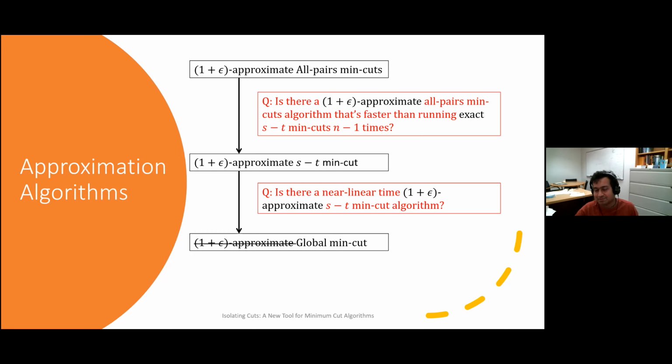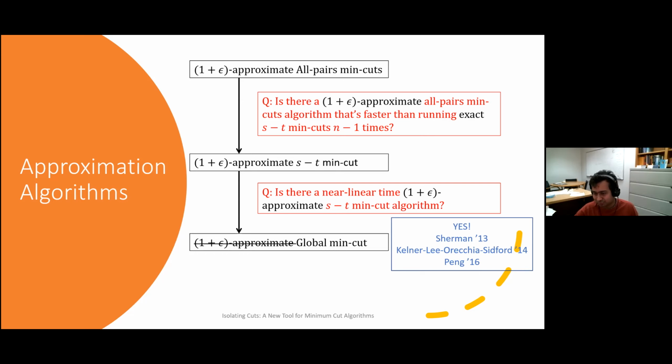Okay, but let's ask for the easier one first. Can we solve it using exact min cut calls, but fewer than n-1? So first, let's think of the box in the bottom, solving approximate max flows in near linear time. Of course, we now know that this can be done.